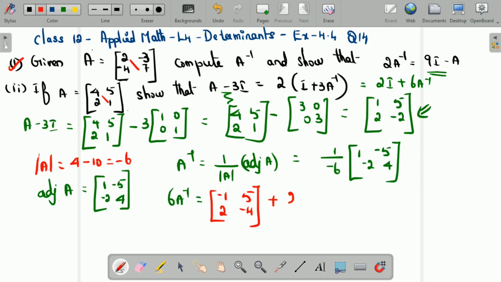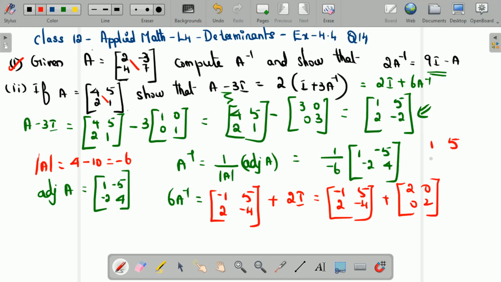Now with that, we are going to do 2I. So here, minus 1, 5, 2, minus 4 is going to be added to a matrix 2, 0, 0, 2. Now let's add: minus 1 plus 2 is going to be equal to 1. 5 plus 0 is 5. 2 plus 0 is 2. So this is going to be minus 4 plus 2, which is equal to minus 2. This matrix is equal to the value of the LHS matrix, so in the second case also, we are able to prove what needs to be done.